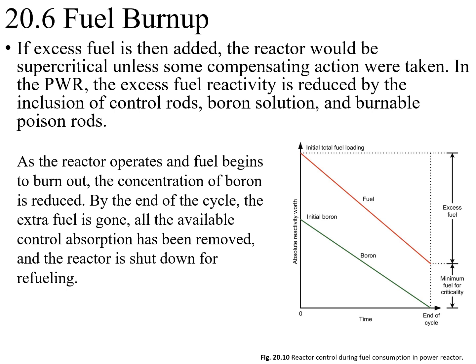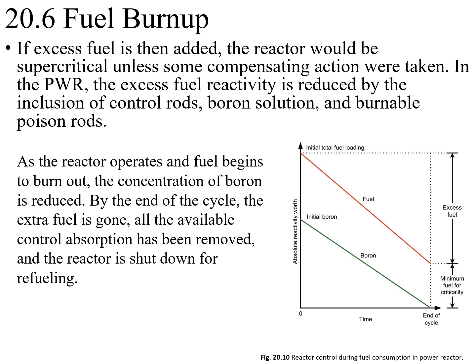From the previous study, we know that at the beginning of your fuel cycle, you have an excess of fuel, meaning that the fuel is more than you need. Therefore, the reactor must be supercritical, unless you have some other compensating measure to reduce its reactivity. In this pressurized water reactor, this excess fuel reactivity is compensated or reduced by the inclusion of the control rod, boron solution, and also the burnable poison rod we introduced before.